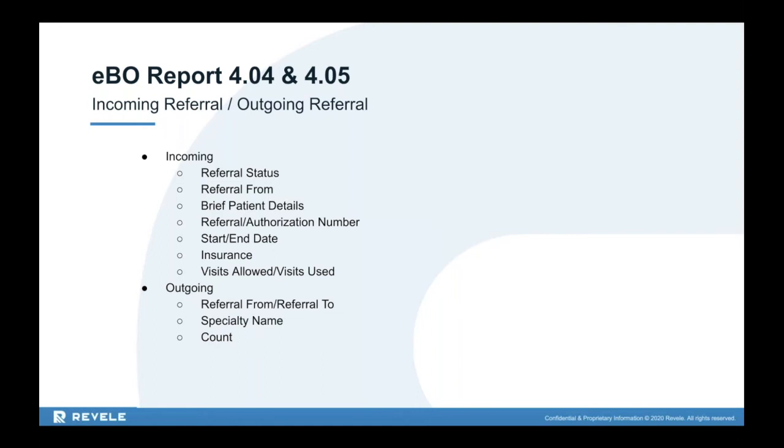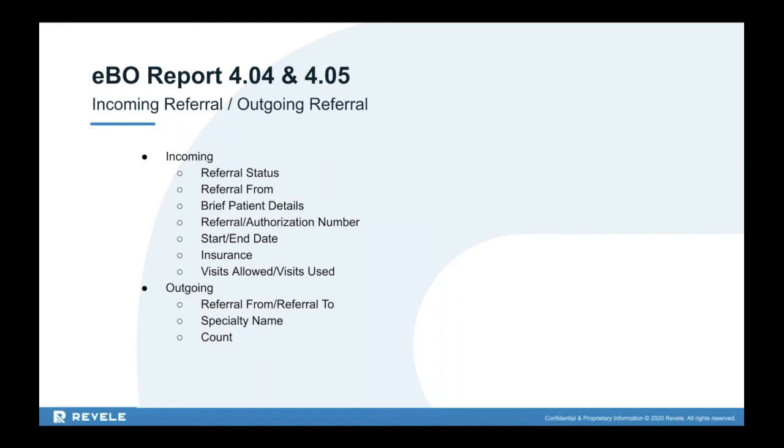But I've also seen practices use this as kind of a checks and balances to make sure that all the referrals that are in the system, maybe they're using that module strictly for authorization, are covered. This is a report that can show them, hey, you've got X amount of incoming referrals out there that don't have an authorization number, and then that can be a work list for someone to work on those.